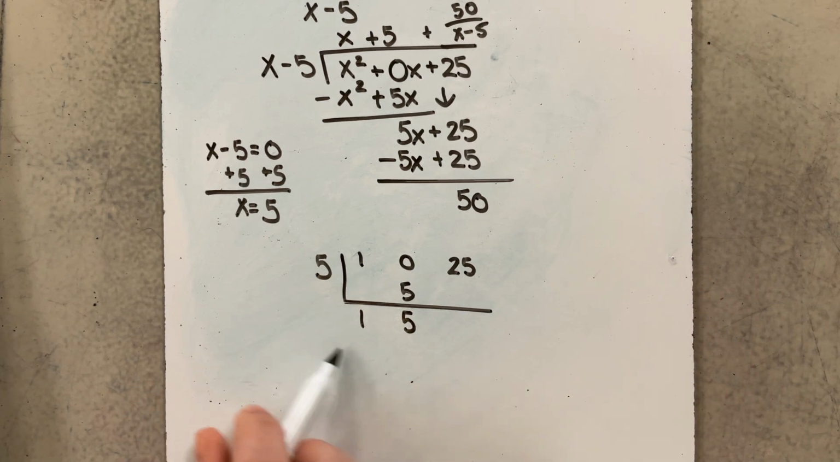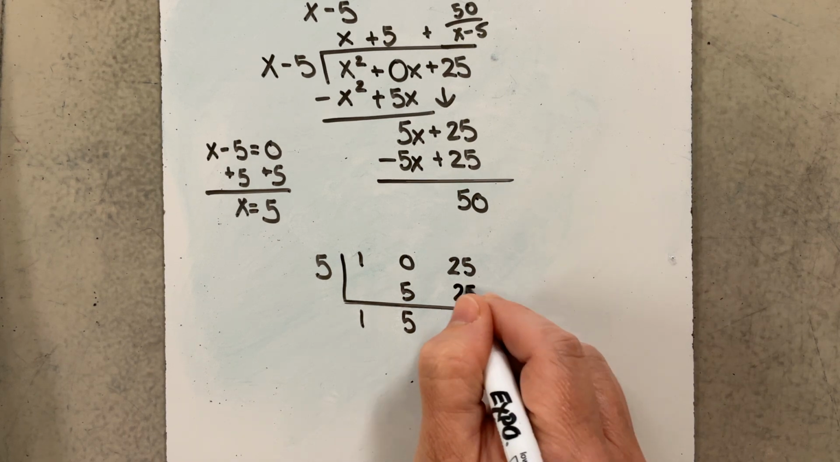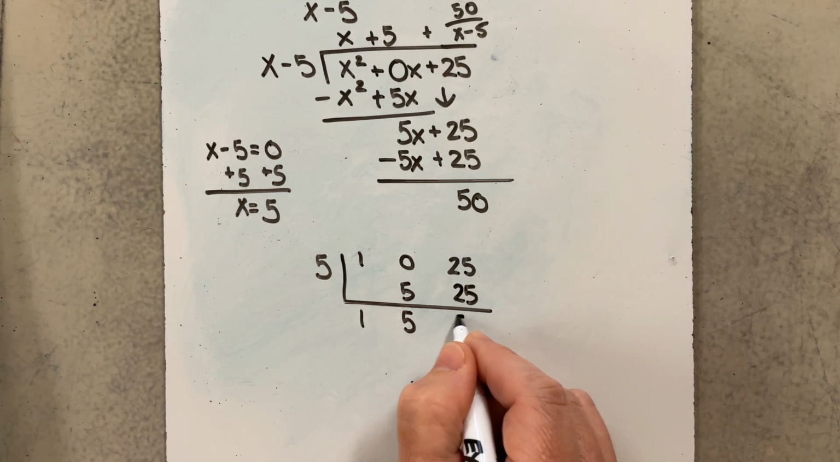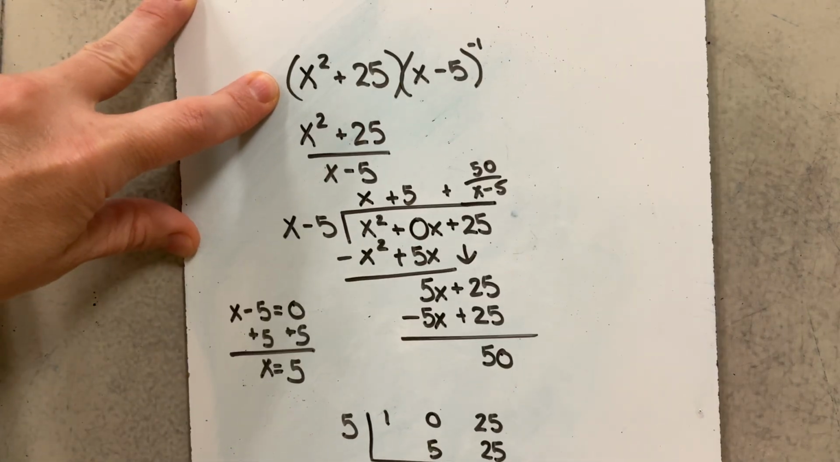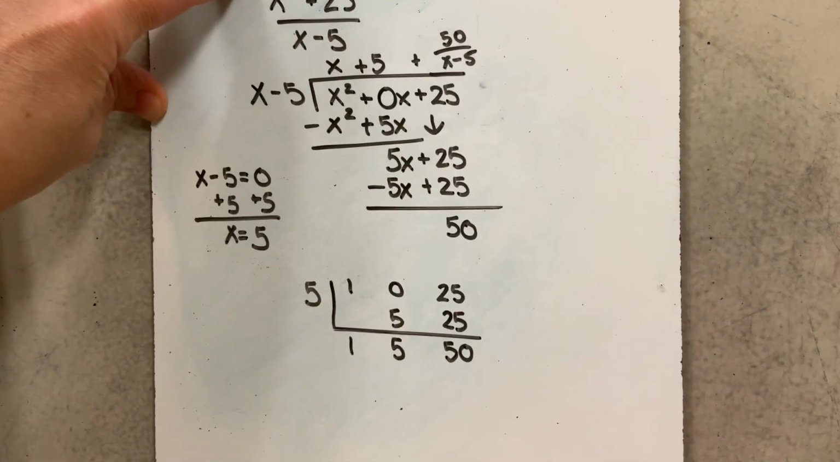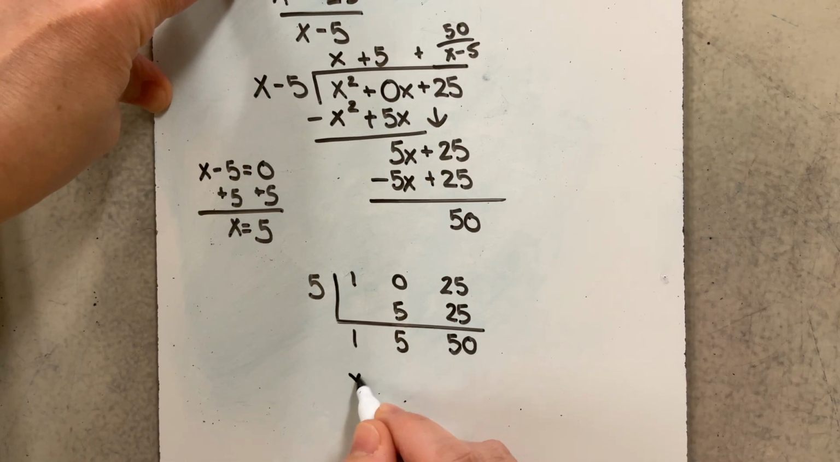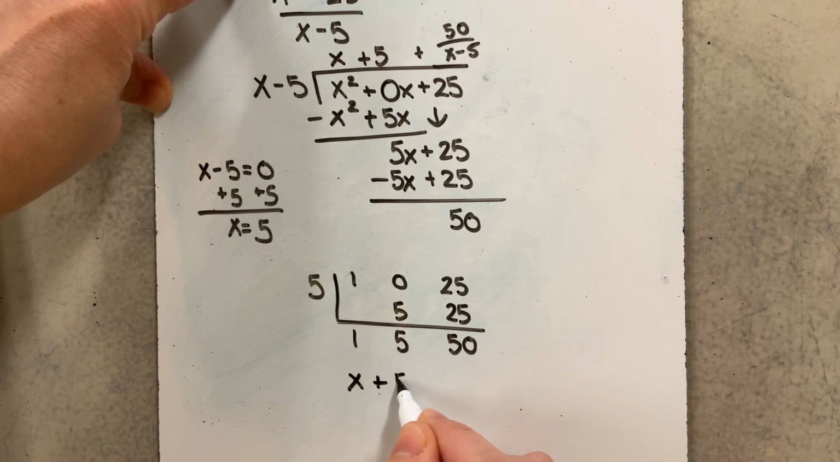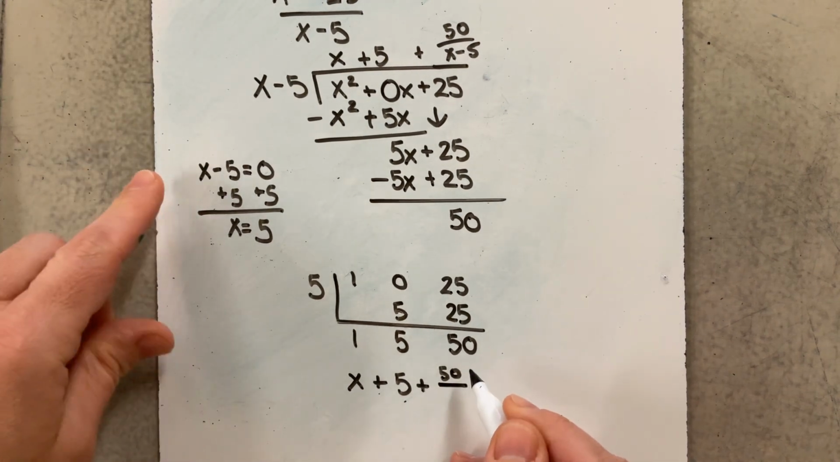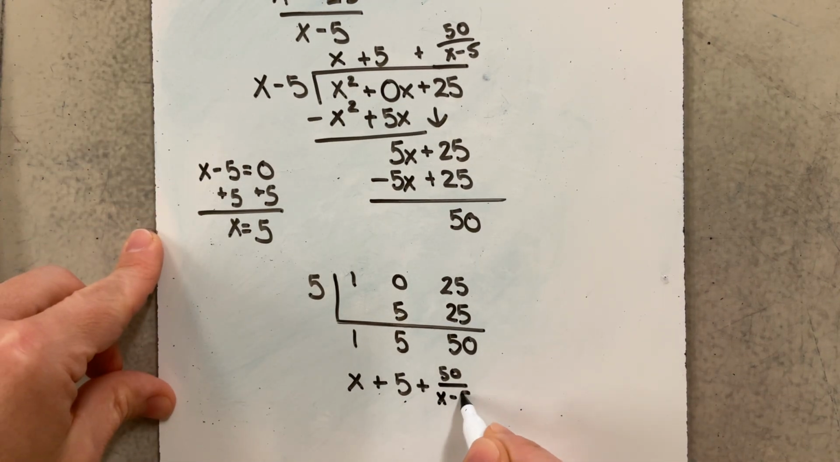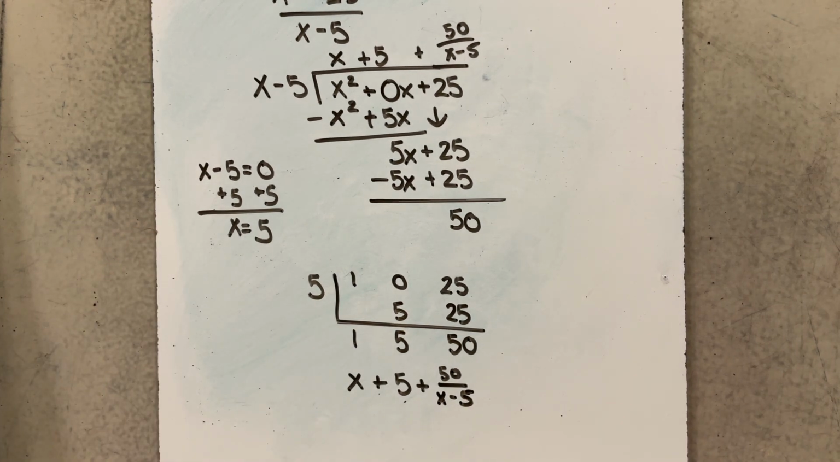And I'm going to multiply. 5 times 5 is 25. We're going to add, and we get a 50. This needs to go down 1 degree. So this was squared, degree of 2. So now we're at x plus 5 plus 50 over our divisor, which was x minus 5. Exactly the same thing either way you do it. Synthetic does go a lot quicker and can be very useful.